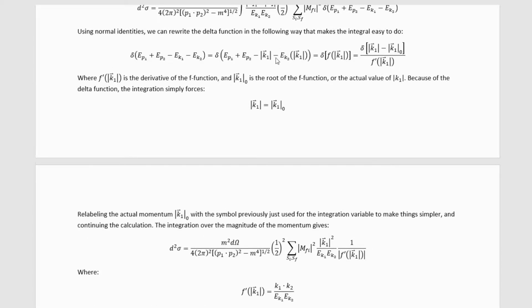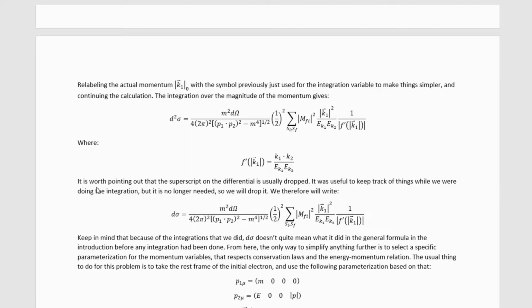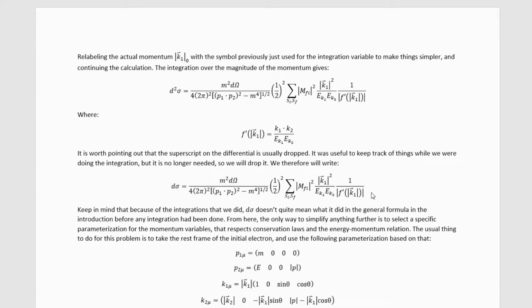gets us to this. If we actually look at the form of this f function here and take its derivative, we find this value for it. As I described above, the superscript on the differential is usually dropped. It was useful to keep track of things while we were doing the integration, but it is no longer needed, so we will drop it and return to the standard notation, which means we have this relation now.